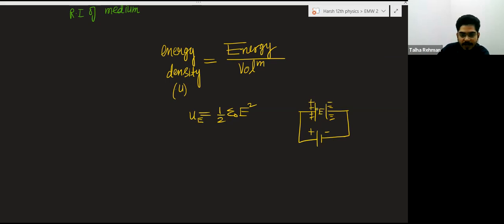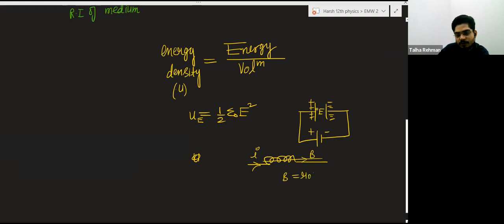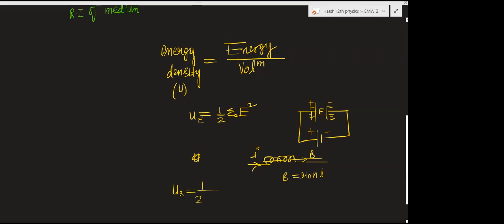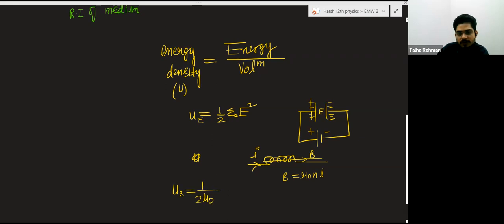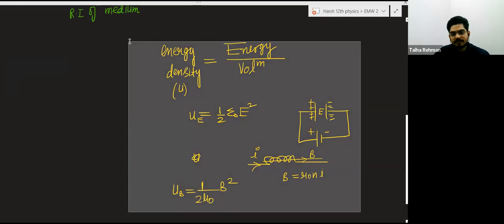If I am taking an inductor, in this inductor there is a current I, and we know that along the axis there is a magnetic field B, given by mu naught into small n into I. The energy density in the inductor will be the magnetic energy density, because this is due to the magnetic field, and that is given by half of mu naught into B square. So these are some basic things that will be used.